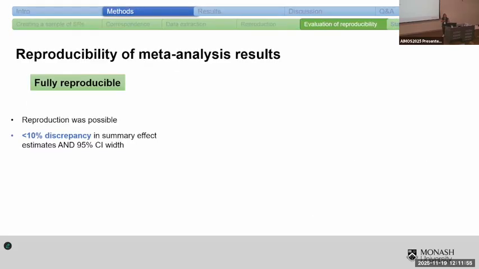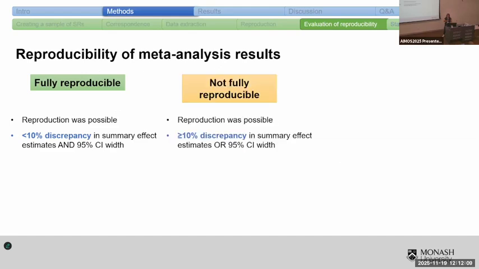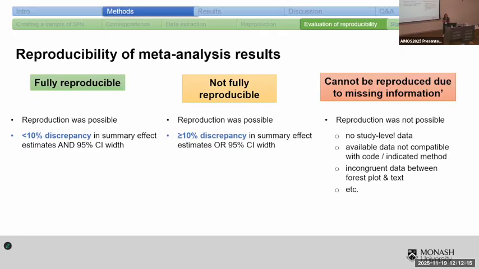We classify a meta-analysis as fully reproducible if we were able to reproduce it and we get less than 10% discrepancy in the summary estimates and the 95% confidence interval width. If we got more than 10% discrepancy in either of those things, it is not fully reproducible. And then there are also cases where we just can't reproduce it at all, for various reasons.